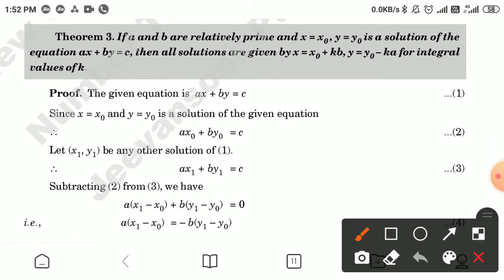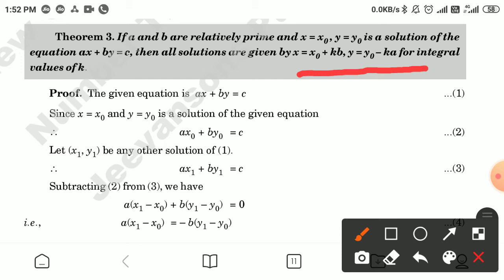Now the third theorem: if a and b are relatively prime and x equal to x naught, y equal to y naught is a solution of the equation ax plus by equal to c, then all solutions are given by x equal to x naught plus kb, y equal to y naught minus ka for integral values of k.